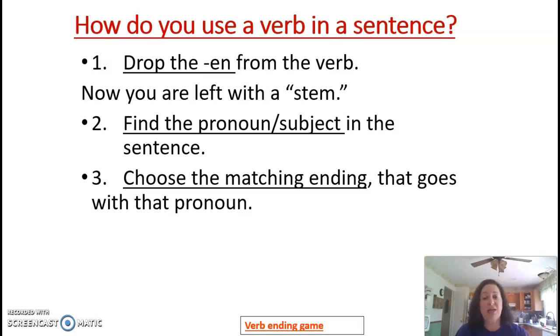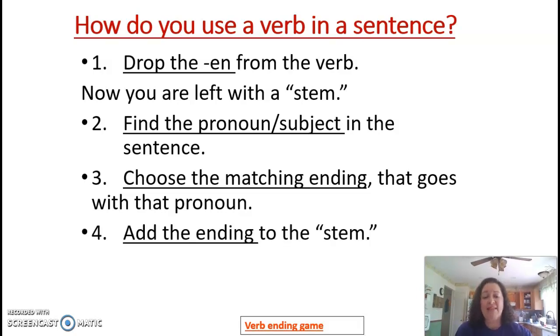On the chart we just saw, ich takes E, du takes ST, and so on. Now you have to add the ending to the stem. So if your stem was spiel, and your subject is wir, which takes EN, wir spielen. But if your subject was das Mädchen, that's the girl. That's like saying she. So he, she, and it all drink tea, so your ending is T. Sie spielt.